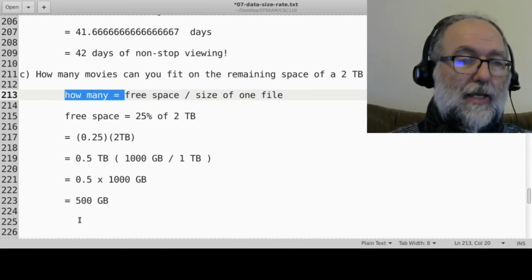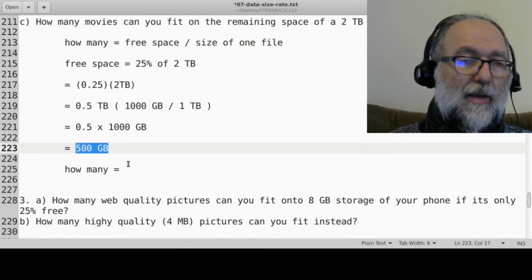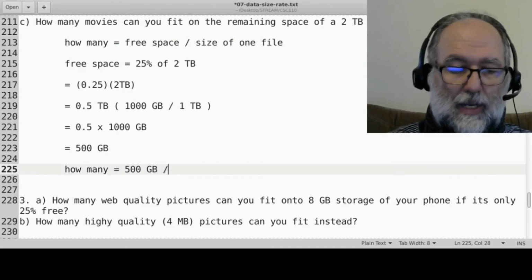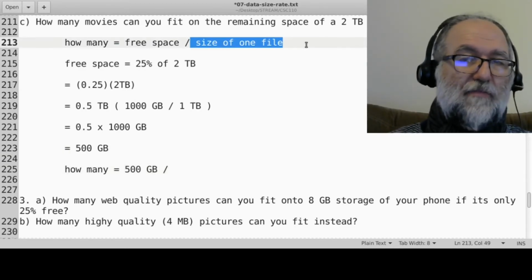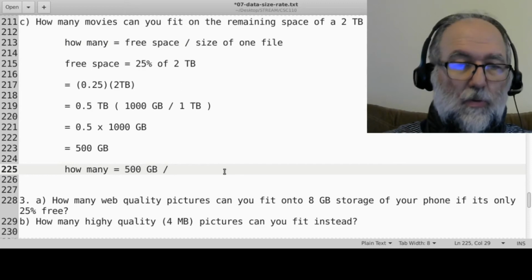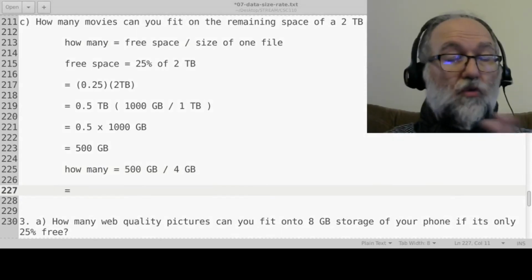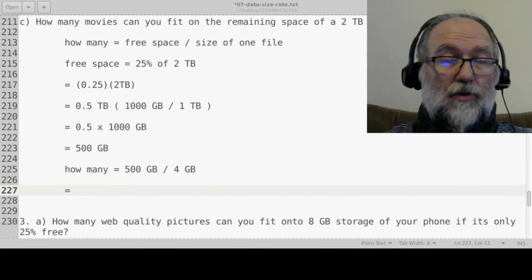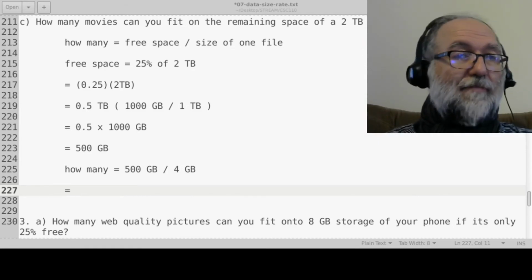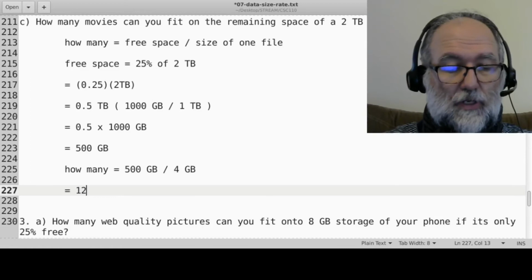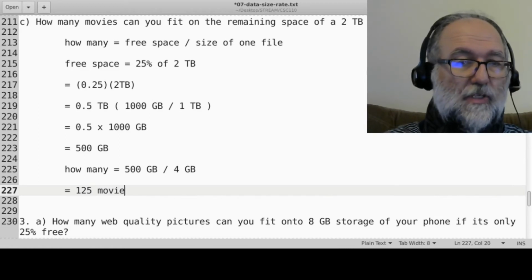Okay, so how many is going to be 500 gigabytes? And we're going to divide by the size of one file. Well, we're talking about movies, so we've got 4 gigabytes here. Okay, and now we don't have to worry about converting because we've got gigabytes in the numerator and the denominator, they'll cancel out. And 500 divided by 4 is 125 movies.